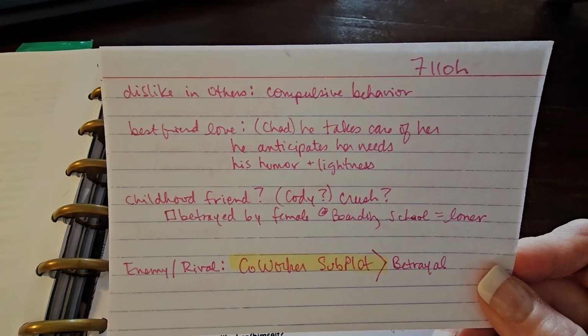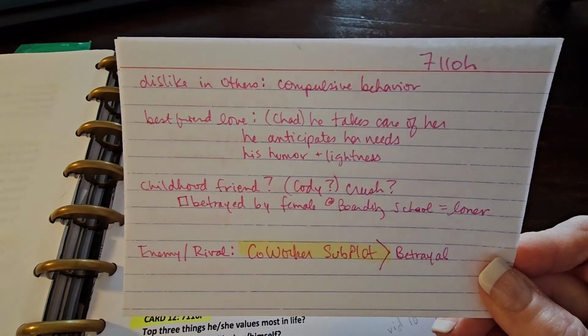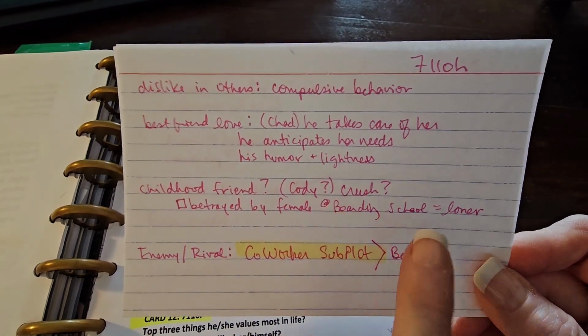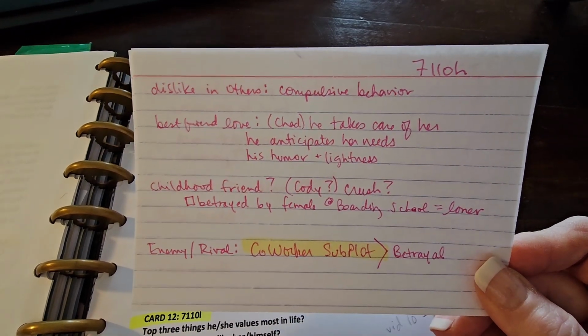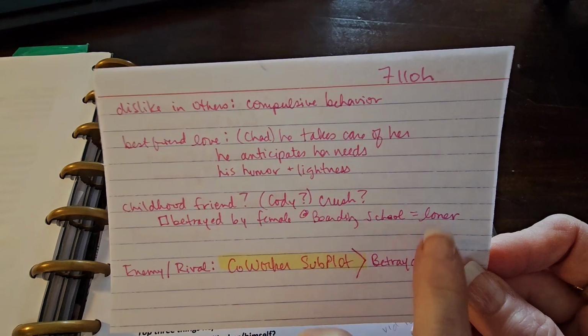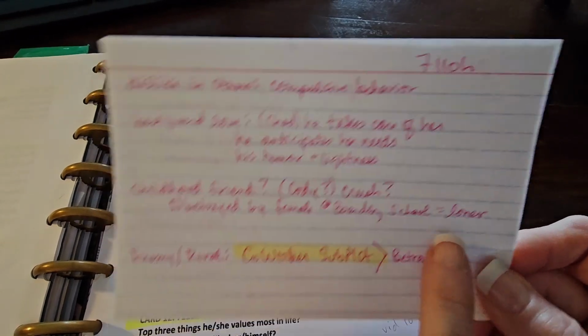What about a childhood friend? Now, I've put a question mark here because I'm not sure who her childhood friend is going to be, but I'm thinking because she goes to boarding school when she's 10, she's going to be betrayed by a female in boarding school, which cements her belief that she needs to be a loner. She cannot trust women as friends.